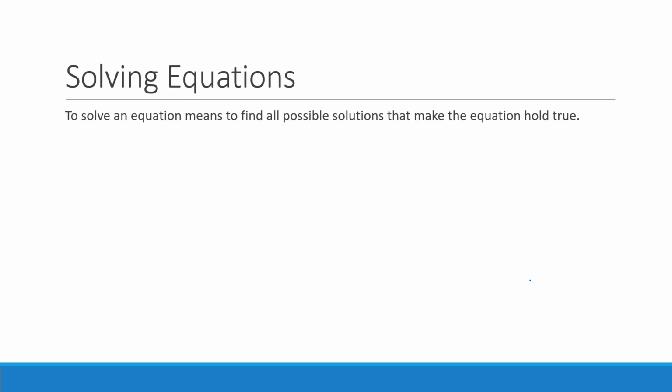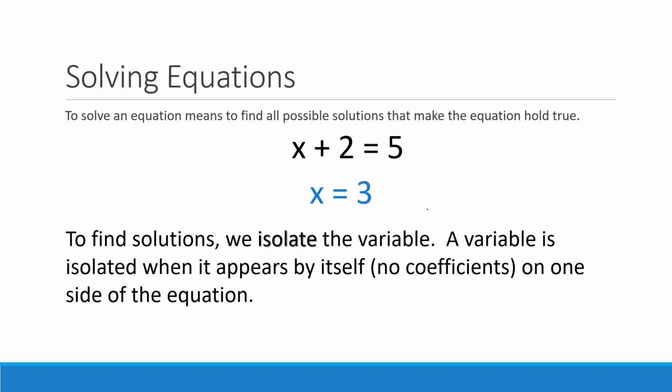Now let's talk about what it means to solve equations. So everything we've just dealt with has been an expression. Expressions mean you can just combine like terms together. You can't really solve anything. To solve an equation means to find all the possible solutions to make the equation hold true. So for example, x plus 2 equals 5. We can probably just look at that one and tell what the answer is. We can say, okay, x is equal to 3 because 3 plus 2 is equal to 5.